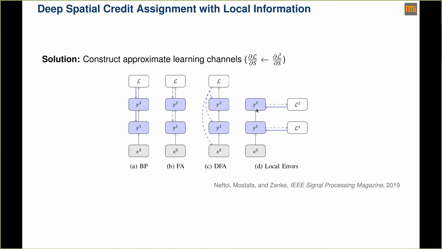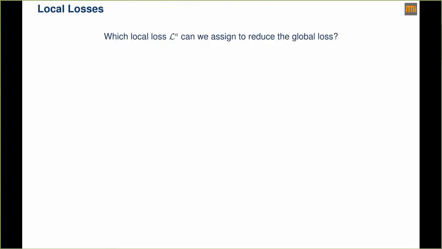The immediate question that comes after, when we talk about local loss functions, is that we've just pushed this problem of learning into another domain, which is finding what this local loss function is. Another way to ask this: which local loss function can we assign in order to reduce the global loss, which is what we care about?